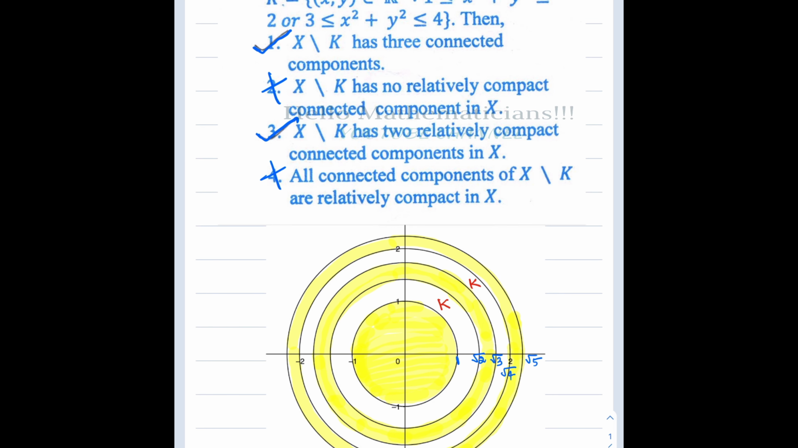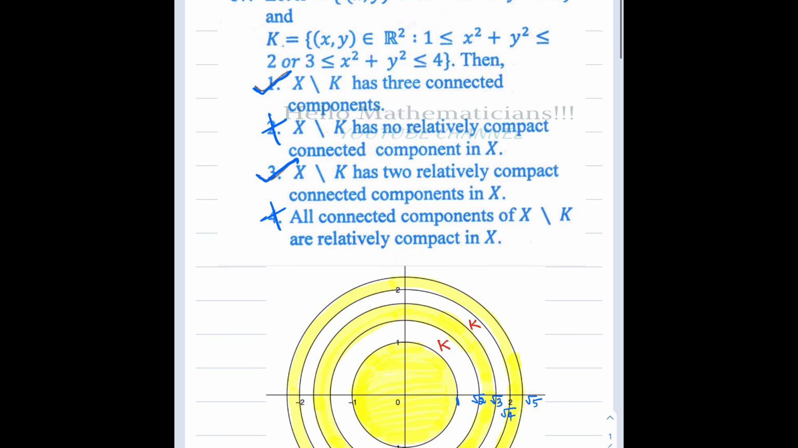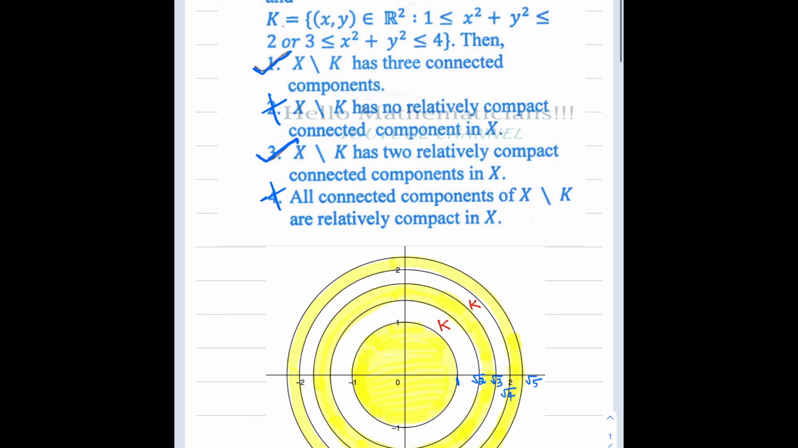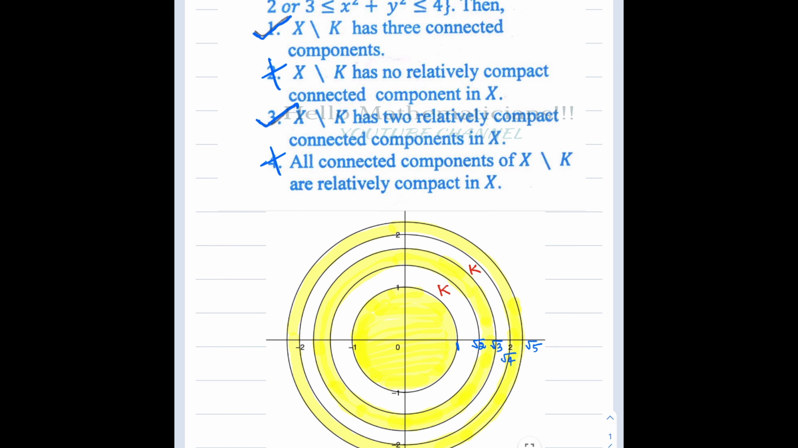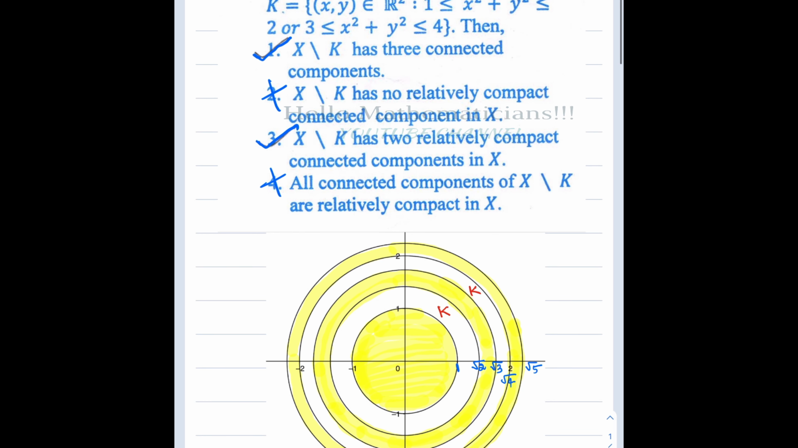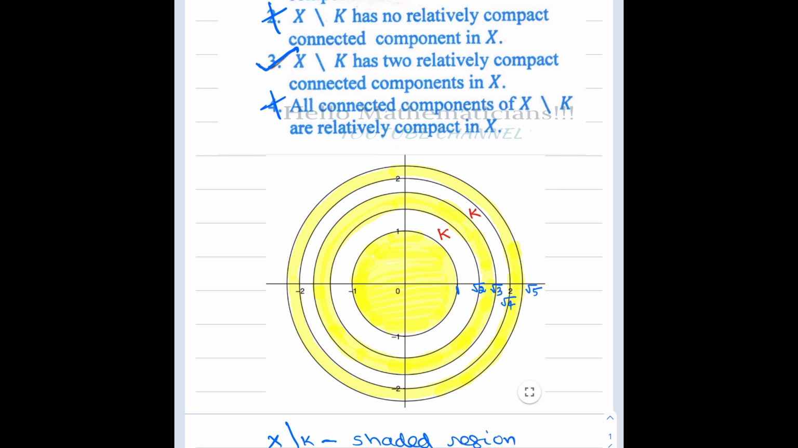First option says that X minus K has 3 connected components. You see, this is the first connected component, this is the second connected component, this is the third connected component. So the first option is correct: X minus K has 3 connected components. Next, all these options are about relative compactness. In X minus K, this is one connected component, this is another, and this is another.